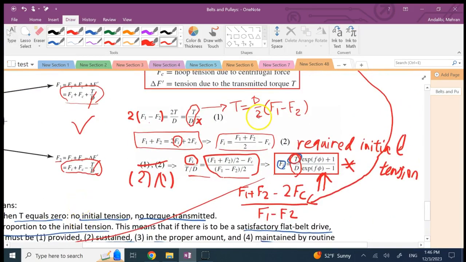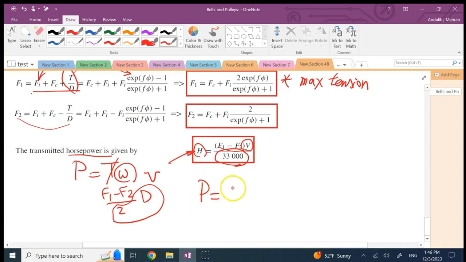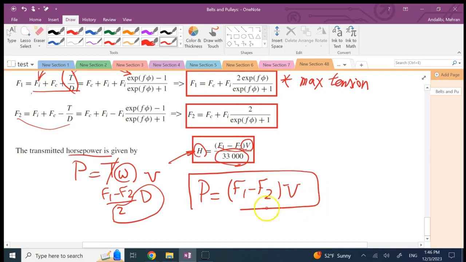Now, D over 2 times omega is basically that velocity that you can see. Then you might say, where does this 33,000 come from? Well, here the unit of H is not in watts, it's horsepower. So if you want it in watts, then you simply say F1 minus F2 times V. If you want it in horsepower, then you can use the top formula. So this is another very important formula, how much horsepower it can pass, which is basically the same as the torque formula.